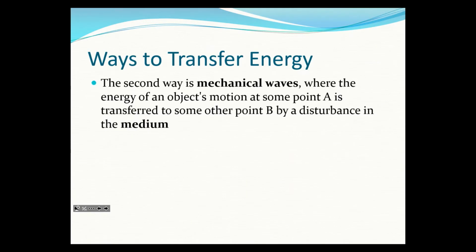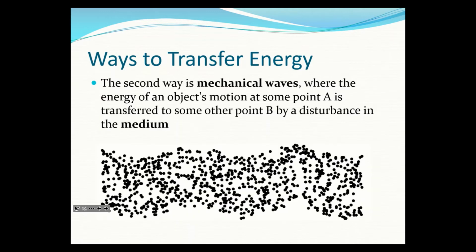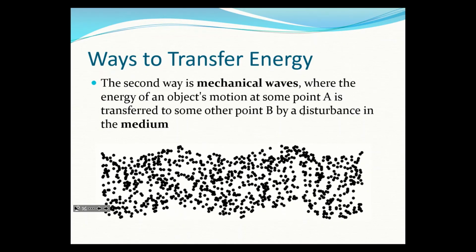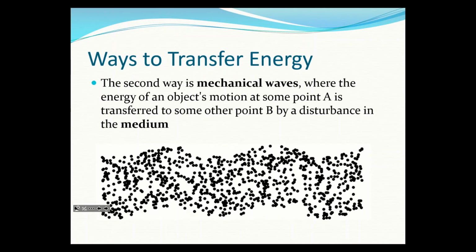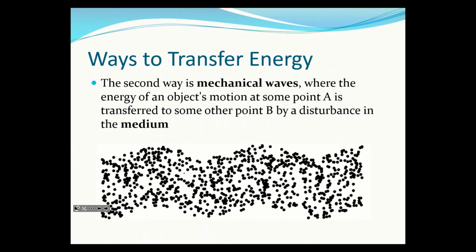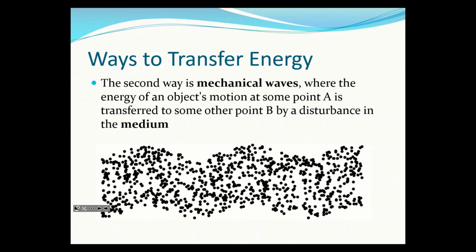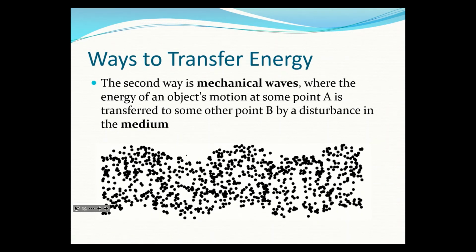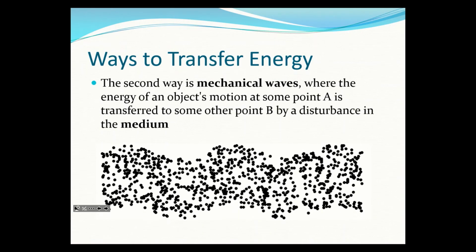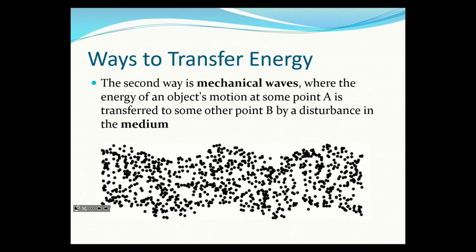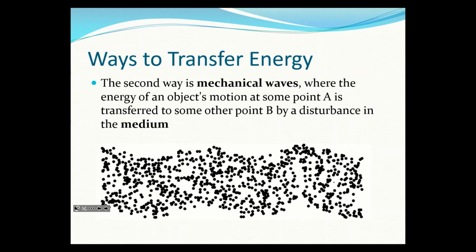The second way to transfer energy is through mechanical waves, where the energy of an object's motion at some point A is transferred to some other point B by a disturbance in the medium. A medium, which I'll talk about later, is just like air. It's something that the wave travels through. So this is another way of transferring energy. And the cool thing about transferring energy through a wave is that the actual particles don't move. If you look at these individual particles here, they're just bobbing up and down, up and down, up and down. But the wave is moving from left to right, so no actual particles are moving in this situation.